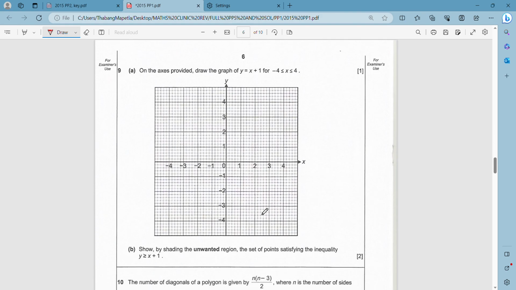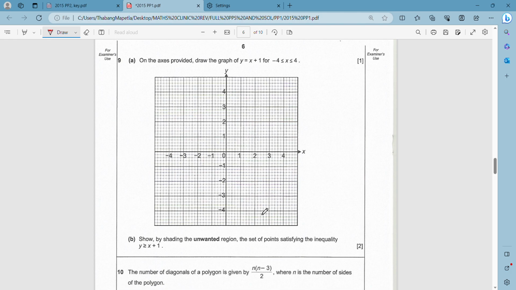Question number 8 is there. We're going to draw straight lines, it seems. So on the axis provided, draw the graph of y is equals to x plus 1 from the axis of -4 to 4. So seriously, okay. Remember that x is equals to 1 is the one which passes through.